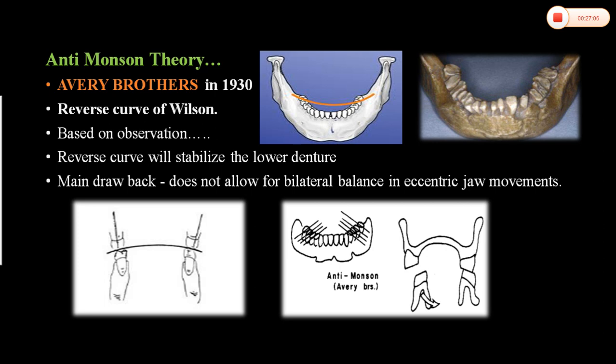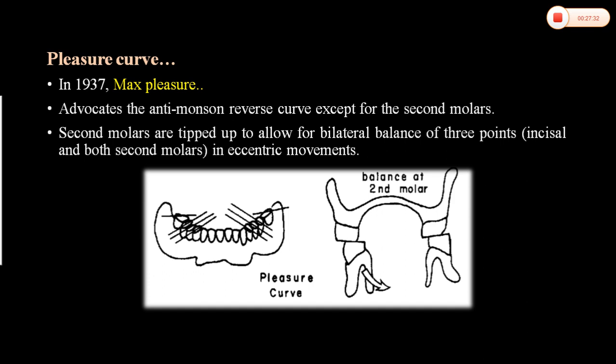The anti-Monson curve, or the reverse curve of Wilson. This is seen in case of severely attenuated teeth. When there are severely attenuated teeth, we see a reverse curve. Reverse curve will stabilize the lower denture. The main drawback is it does not allow for bilateral balance in eccentric jaw movements. So if you give an anti-Monson or reverse curve of Wilson, it won't give bilateral balance.